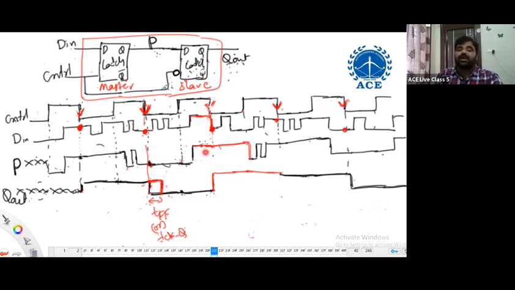Then what are you expecting? If you are expecting a logic 0 to be captured at this edge, the logic 0 must be stabilized sometime before the clock edge occurrence only. Sometime before the clock edge occurrence. Try to understand this.